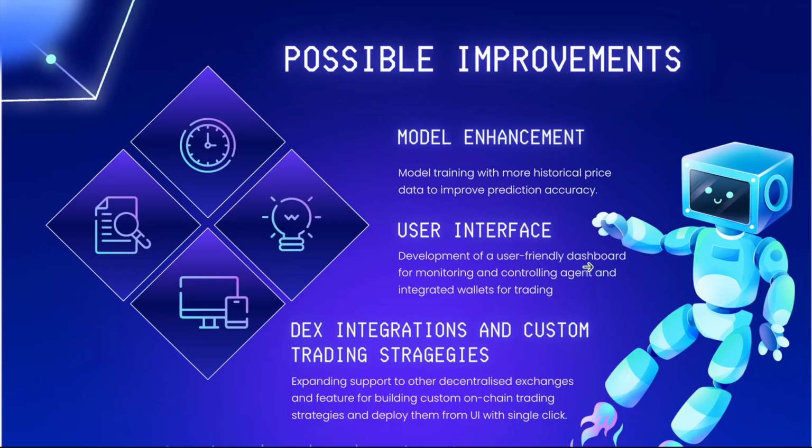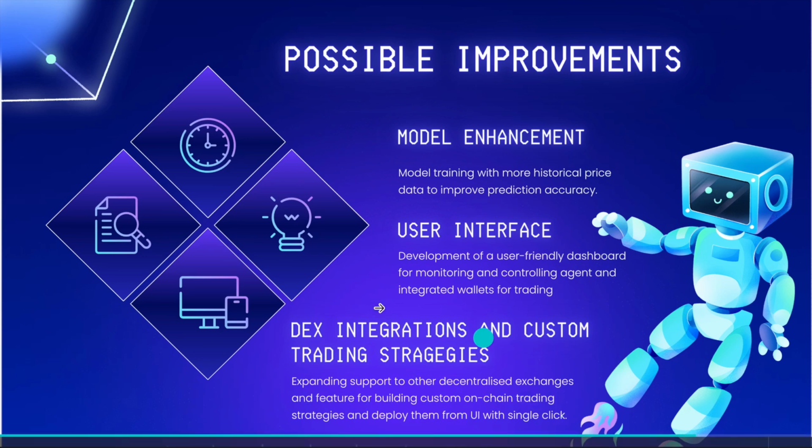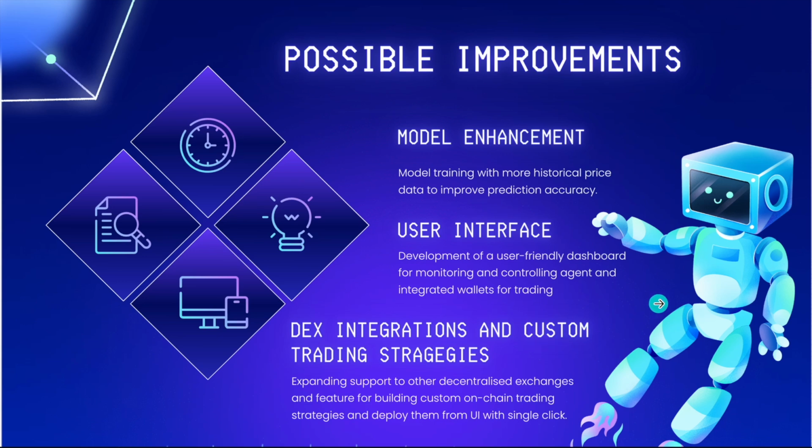Let's talk about the possible improvements which we are looking at. We are looking at model enhancement through model training with more and more data to improve prediction accuracy. We also plan to develop a user interface where it's easy to monitor and deploy agents, so anybody can create their custom strategies and deploy these agents with just a single click. We plan to have more DEX integrations with custom trading strategies. This was just a basic example of a trading agent which can be built completely on chain using AI inferencing.